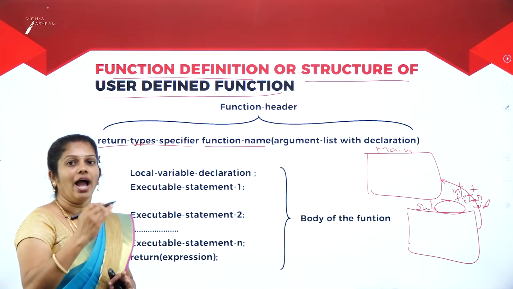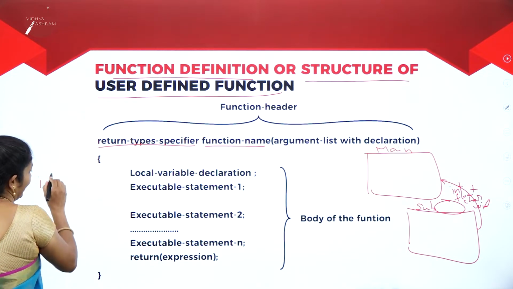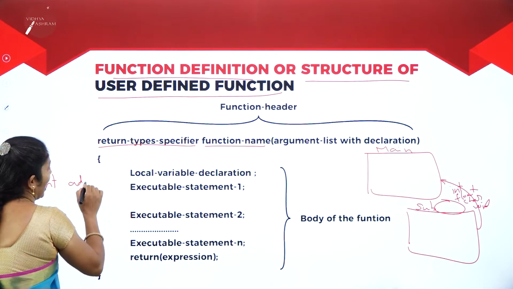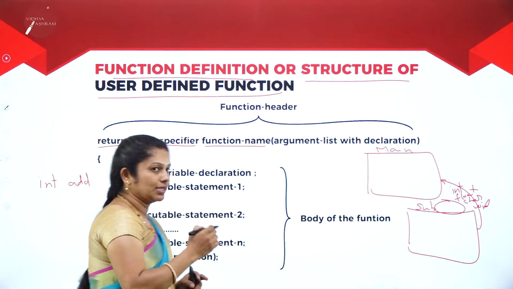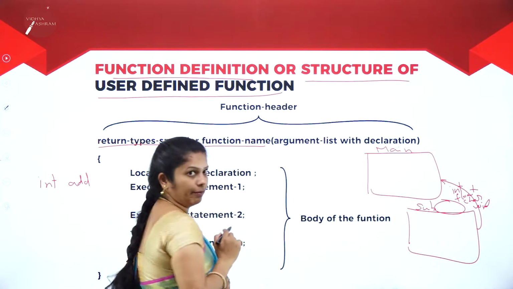For example, I want to add two numbers. Then the return type here I write as int. Then the function name I give as add. That means whatever the subprogram name is, you have to write it here. That is the function name.